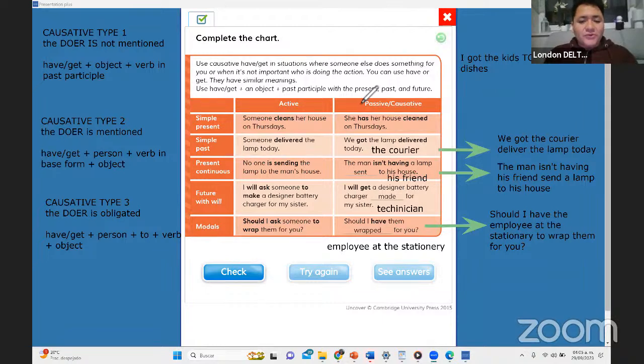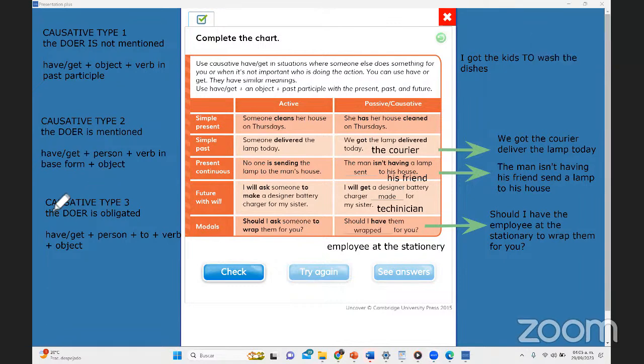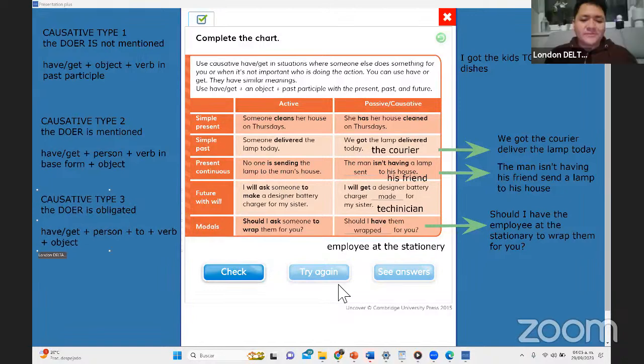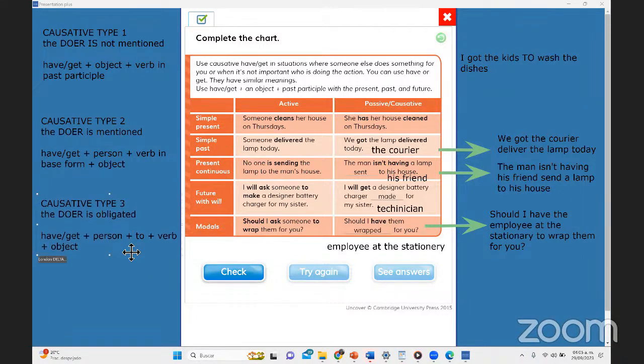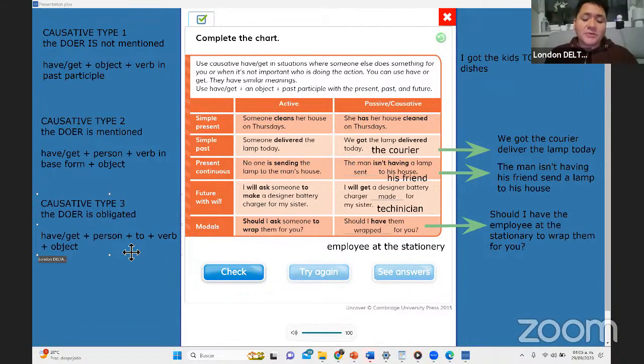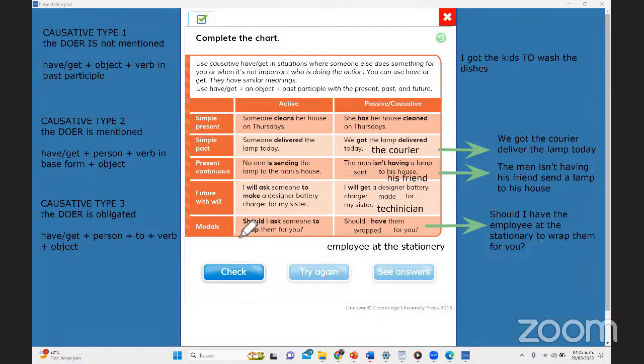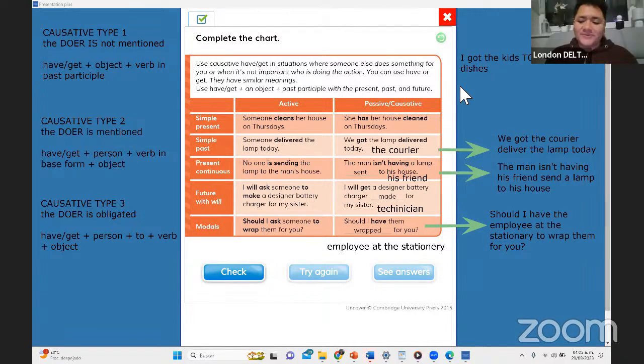Very well. So do you have any questions about the causative? Any questions about this topic? Yes, teacher. The last one, the causative type 3. The verb is in base form? The verb is in base form, yes, but you need to write to before the verb. Okay, thanks. Very well. Any other questions?